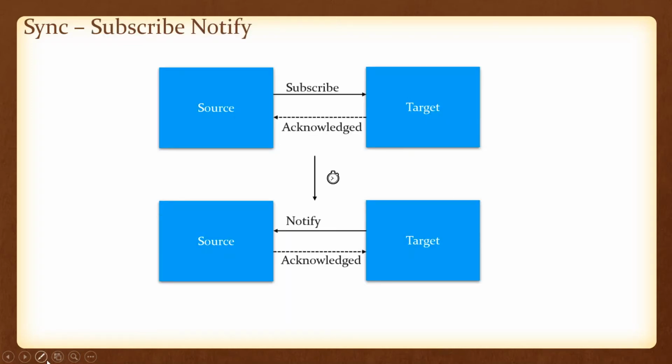So in the previous pattern, we saw that the source system was unnecessarily calling the target system even when there could be no data. So to overcome this limitation of the previous pattern, we have the subscribe notify pattern. In this pattern, the source system calls the target system and informs the target system that there is a particular set of messages that the source is interested in. Not all the messages, but a specified set of messages. So it subscribes to the target, and then the target sends an acknowledgement.